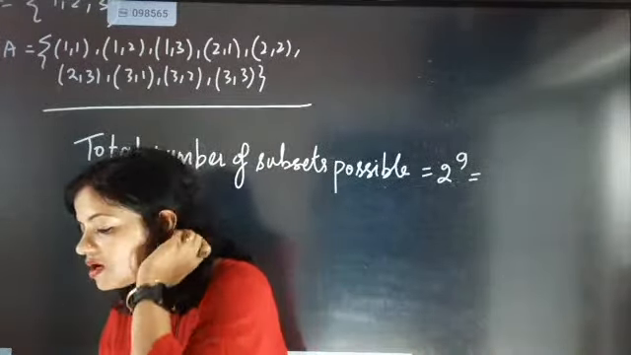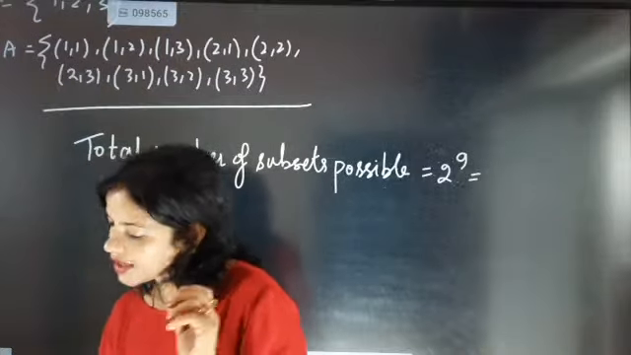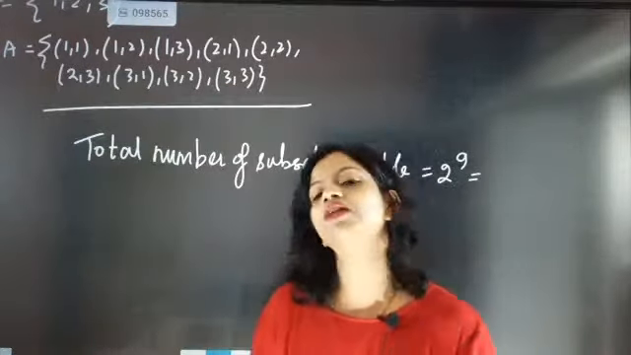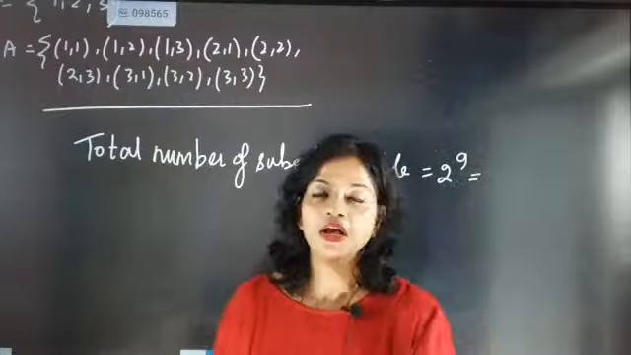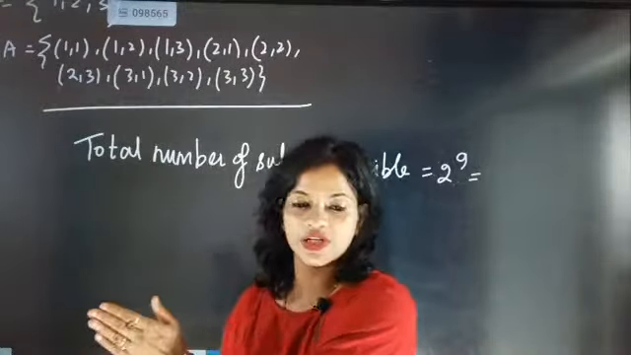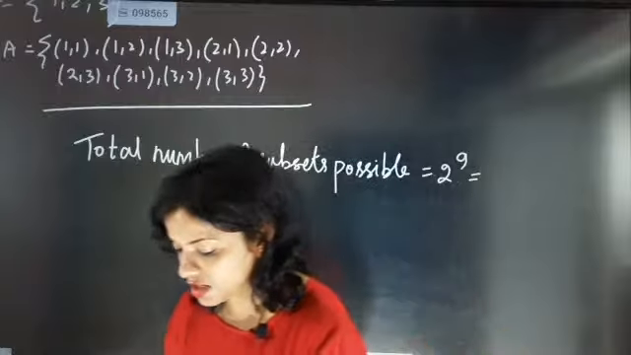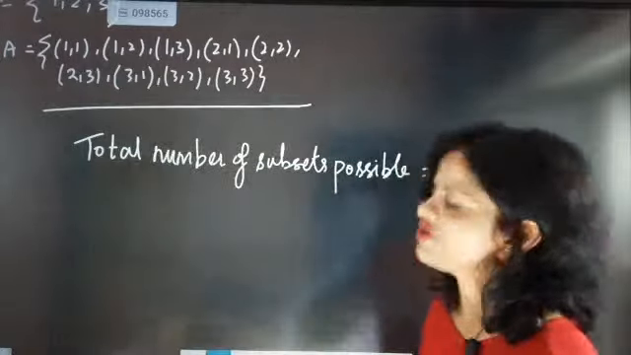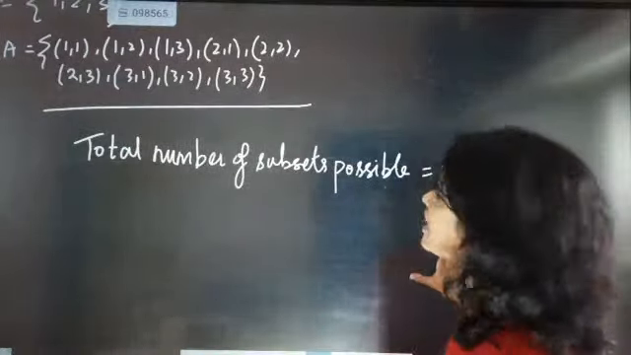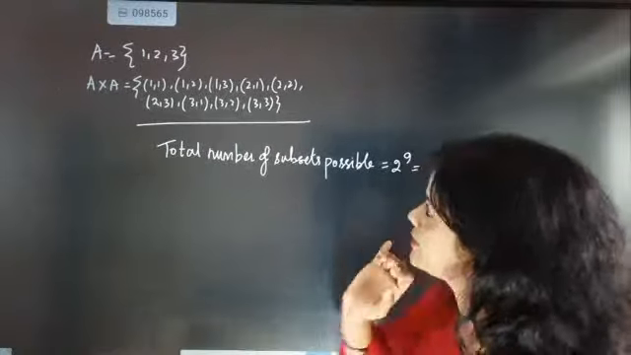Who has given the answer? Alak Pandey, that is absolutely correct, beta. Because however many elements there are, that is the power of 2, and that becomes the total number of subsets. The total number of subsets means the total number of possible relations. I hope everybody has understood this point. Now shall we go to the next content?